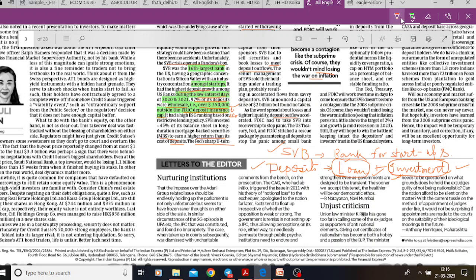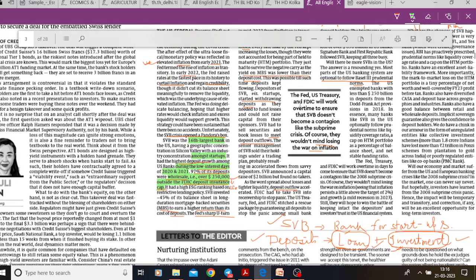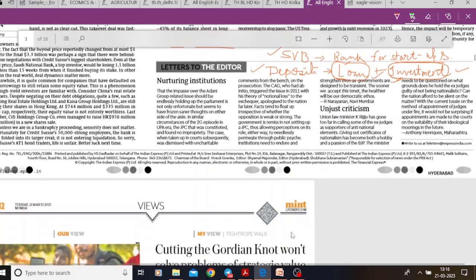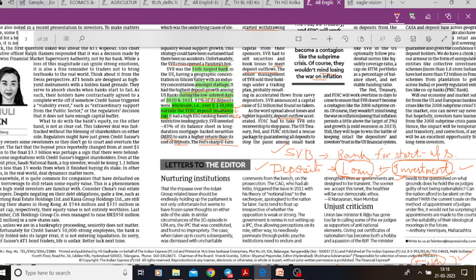You understand this? Up to $250,000 is insured by the US Federal Deposit Insurance Corporation. Just like in India, we have the RBI. One subsidiary of the RBI is named DICGC. It insures 5 lakh of the depositor's amount. And there it is $250,000, or roughly 2 crore. So that money is insured. But the problem is that 97% of its deposits are more than 2 crore.